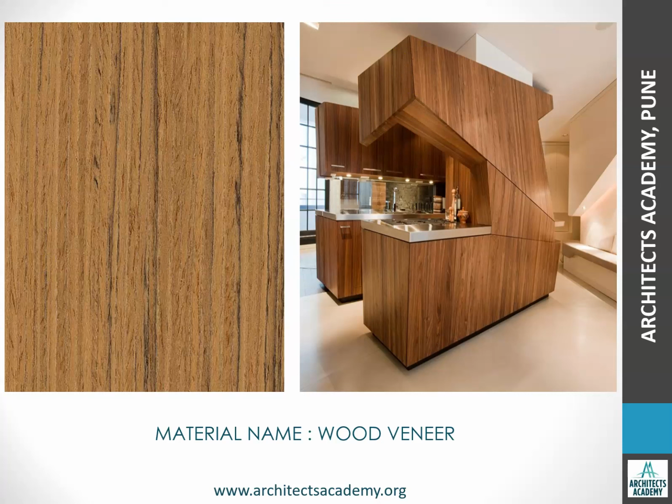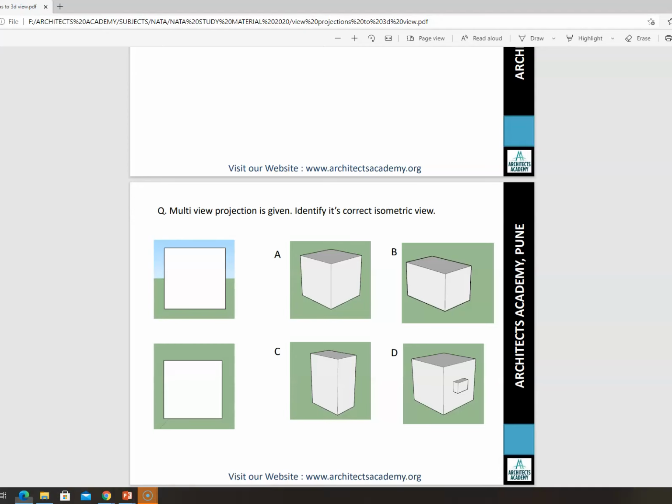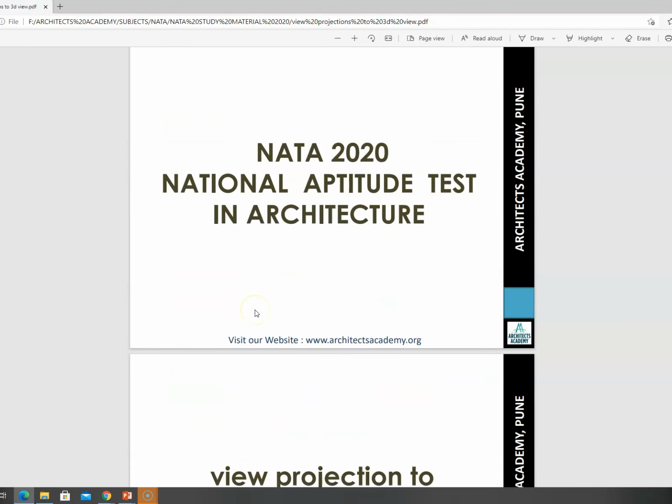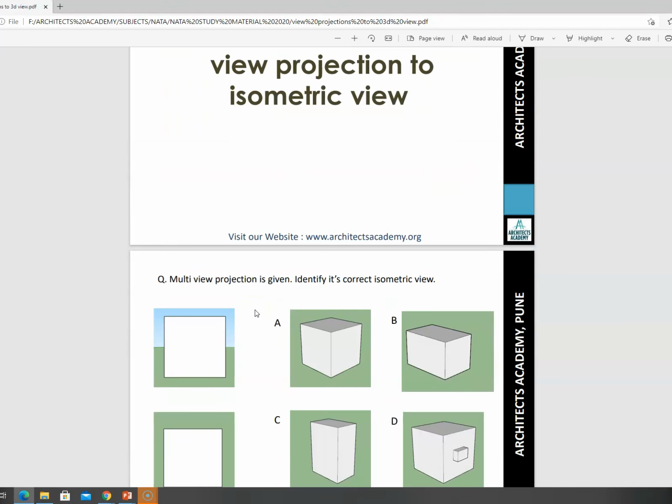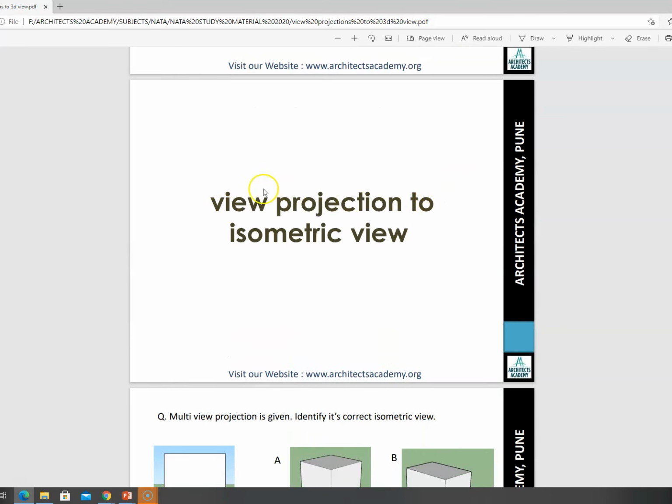Okay. So the next part which we are supposed to see today is about this. I will just introduce this to you, and then we will stop for today. The name of the topic is view projection to isometric view. View projection to isometric view. Now, what does it mean?